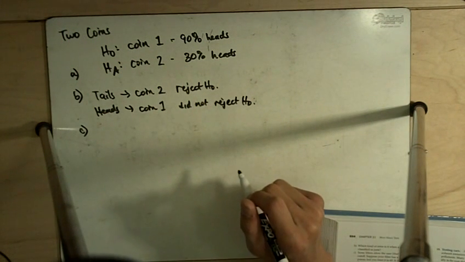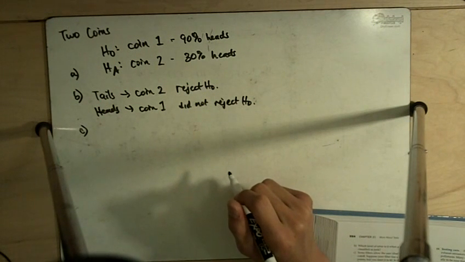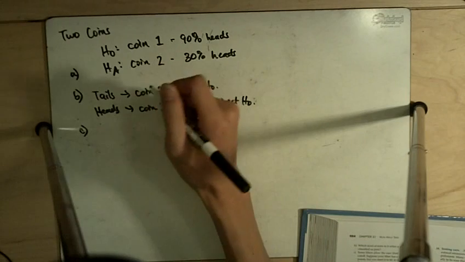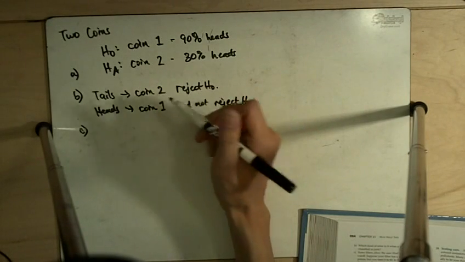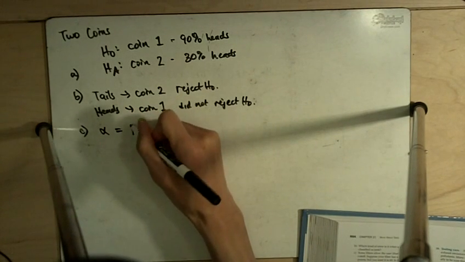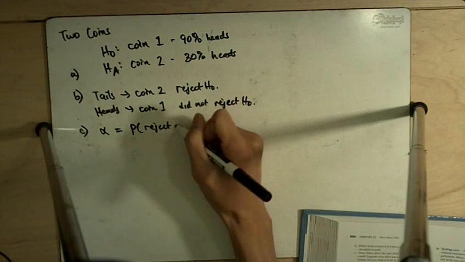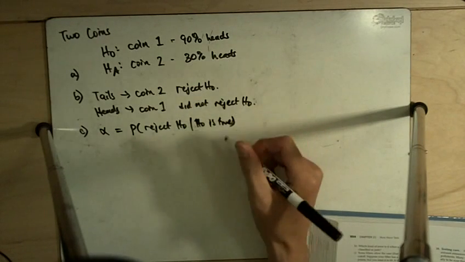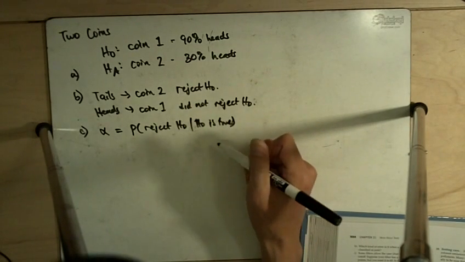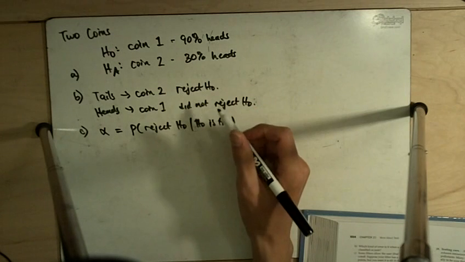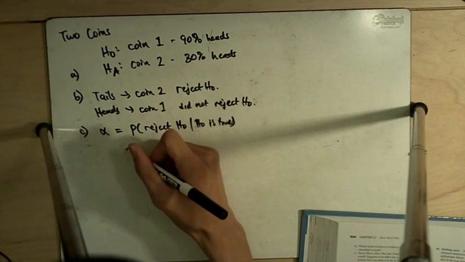Part C, how large is alpha in this case? Alpha is the probability of making a type 1 error, or probability of rejecting the null when we shouldn't have. So in this case, we reject the null if we spin tails. So alpha is the probability of rejecting the null when null is true. So even if we do have coin 1, which means it spins 90% heads, that means 10% of the time it's going to spin tails, and whenever it spins tails, we reject the null. So in this case, our alpha is 10%.